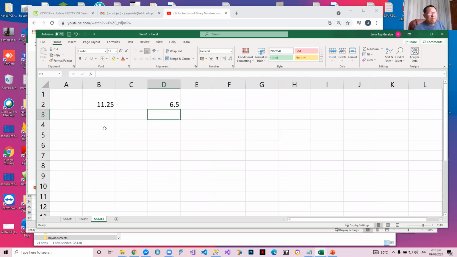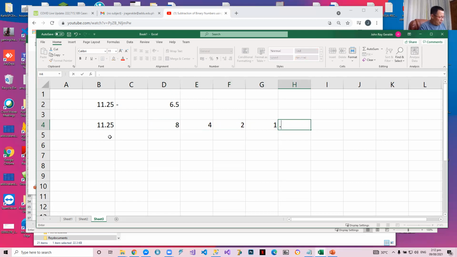So what's 11.25? We'll have 1, 2, 4, 8. Then we have a 0.5. What's that divided by 2? Okay, do you follow? 11.25 is 1, 0, 1, 1 . 0, 1. So in other words, 11.25 is 1, 0, 1, 1.01. Do you follow? This decimal.